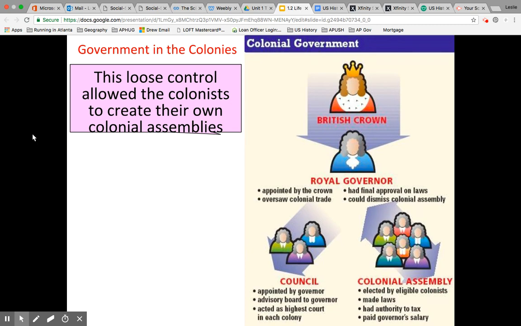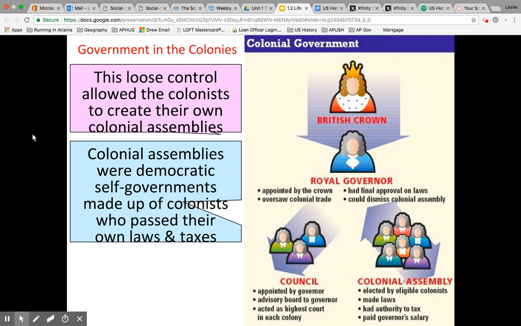And so this loose control, this neglect, allows the colonists to create their own colonial assemblies. A colonial assembly is basically a legislative body, a group of people who make laws for the region. They were democratic self-governments made up of colonists who passed their own laws and taxes. So again, under salutary neglect, colonists are getting used to the idea of being independent.